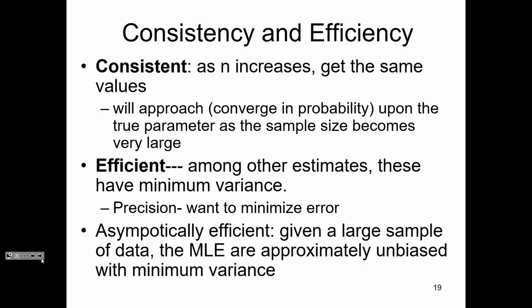Efficient means these are going to be the estimates that give me minimum variance, which is a good thing too, right? I want to minimize the error in my estimates. So maximum likelihood estimation is asymptotically efficient. Given a large sample of the data, we should get approximately unbiased estimates with minimum variance. So that's all good stuff. Okay, great. We like that.